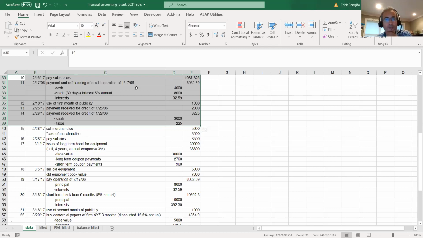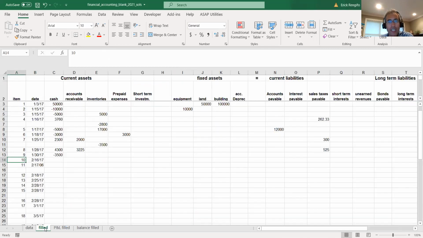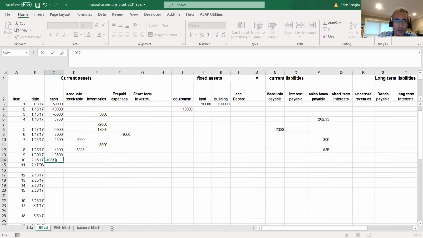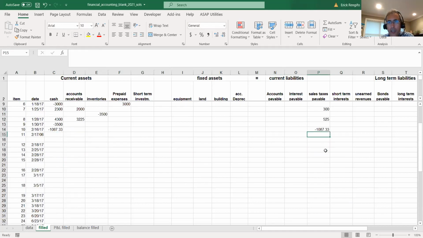Okay, so let's do this. So we pay sales taxes, 1,087.33 or whatever, this one here. So basically, guys, this corresponds to this money here, right? Do you agree? It's 1,087.33. So we'll pay minus 1,087.33. And this one here is going to disappear my debt with the government. So let me see if I have it here. Yes. Do you agree, guys?